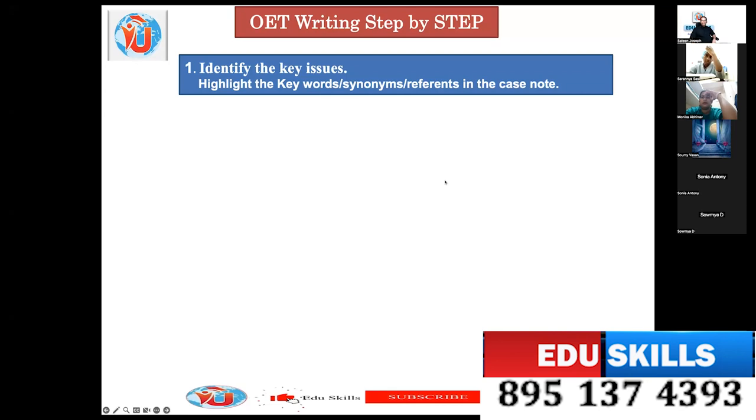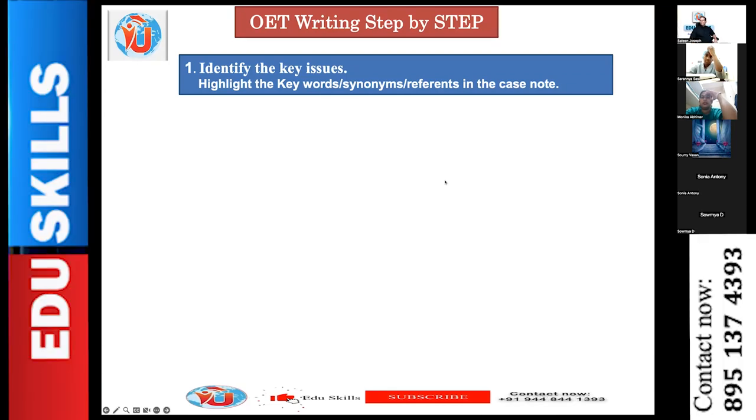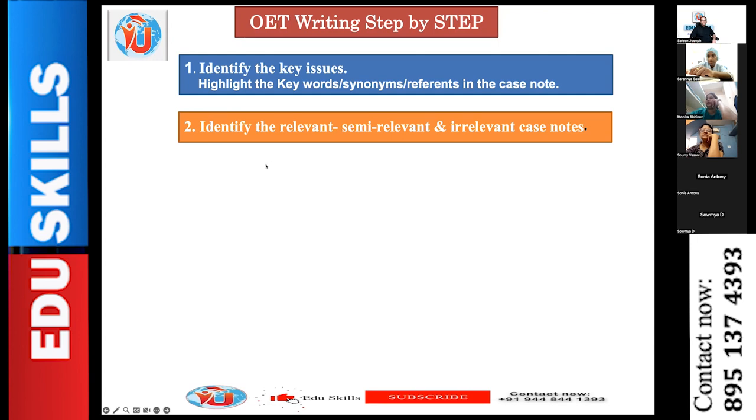OET writing step-by-step, identify the key issues. As we said, highlight the keywords or synonyms or references, whatever happens in the case note. We'll be taking the case note and doing it ourselves, practically, today. Already we have done certain types of letters, for example, with multiple issues, Jake Thompson we have done, and also we have done Mavis Brampton with a single issue, today a referral letter to the emergency department.